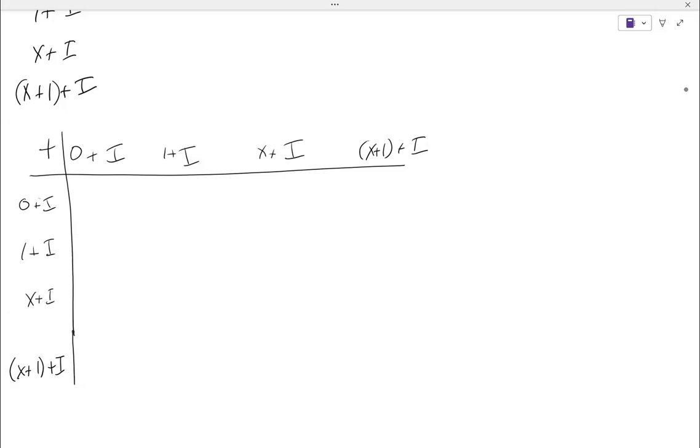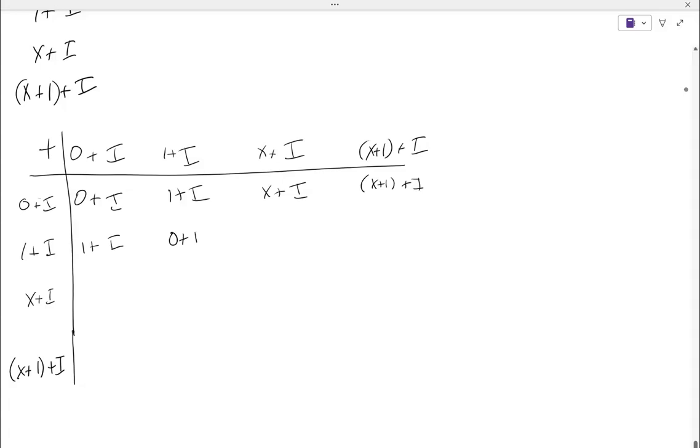Anyway, a lot of times we won't write the plus I all the time. I would put a little bar over the top when you're talking about the equivalence classes. But you're exactly right. When you add these together, everything is mod 2 for the coefficients. So when you do 1 plus I plus 1 plus I, what do you get?